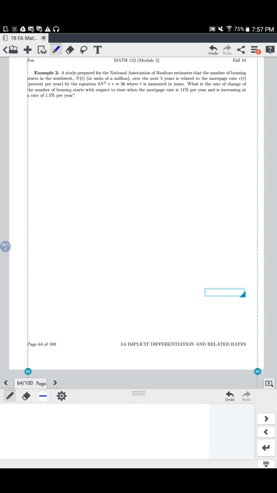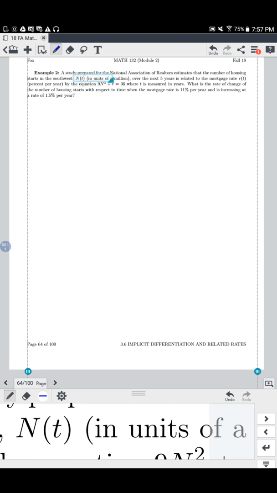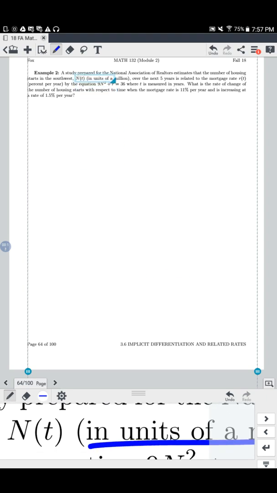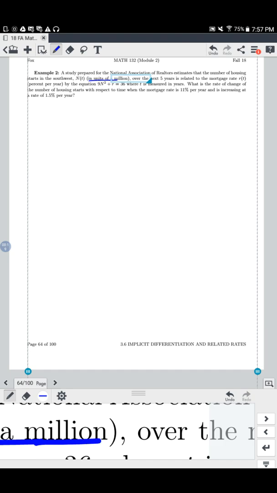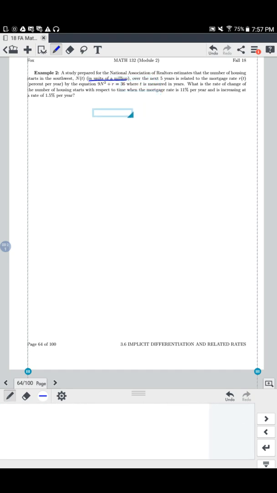Looking at another related rates problem, a study prepared by the National Association of Realtors estimates that the number of housing starts in the Southwest is given by N of T, which is in units of a million. So N of T, if that's 5, that means 5 million housing starts.